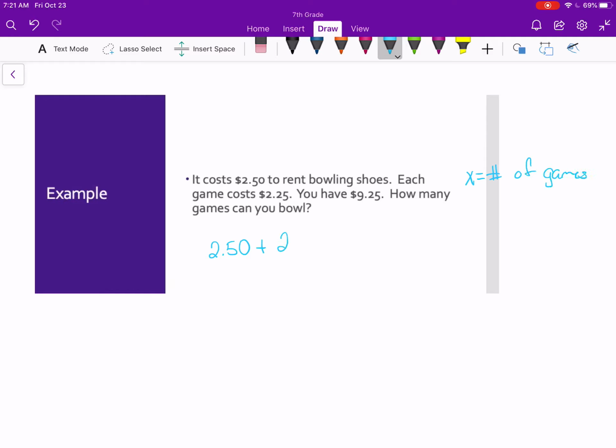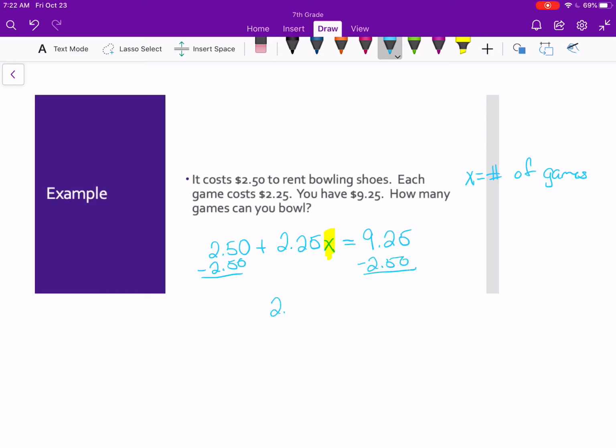So I have to pay $2.25 per game, so I'm going to multiply that by x. And then we have $9.25, so we want to see our total is $9.25. Then we're going to solve it for x to see how many games we can get. So we can't distribute, and we have no like terms, so let's undo addition and subtraction. So we need to get rid of the $2.50 by subtracting it from both sides.